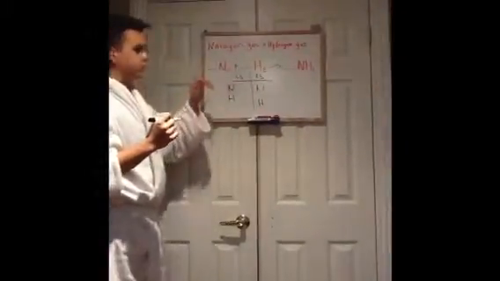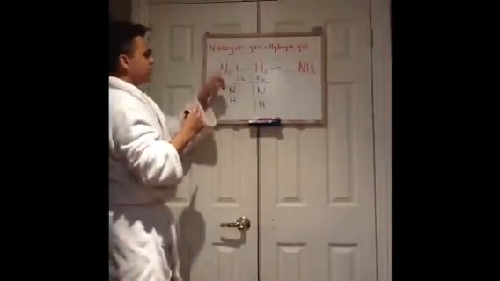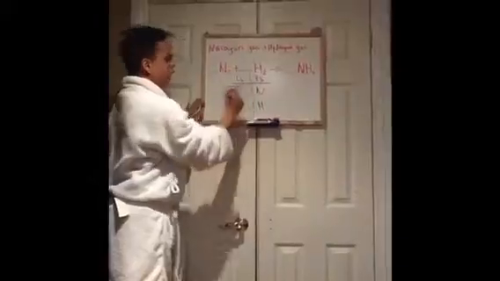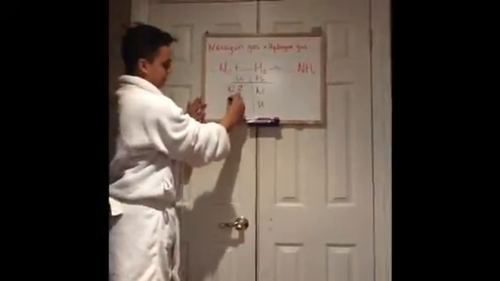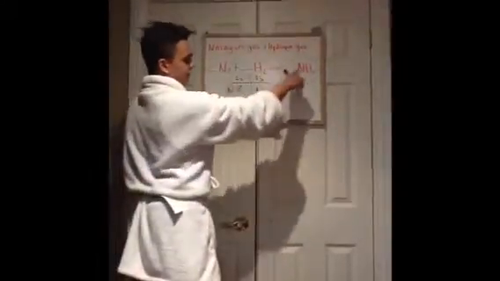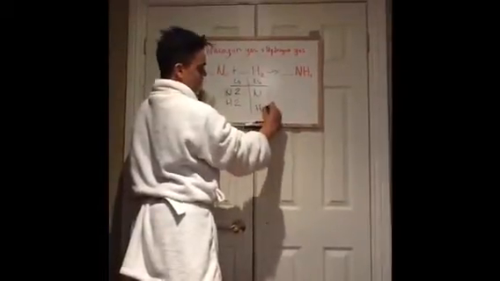Now we're going to label how many atoms of each element are on each side. As we look at the subscripts, there's 2 nitrogen, so we write a 2 there. There's also 2 hydrogen, so we write a 2 there. Going back over to the product side, there's only 1 nitrogen, so we write a 1 here, and there's 3 hydrogens.